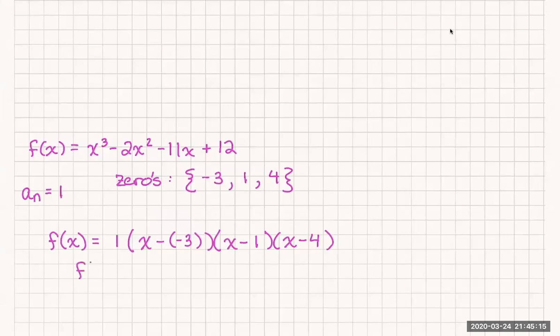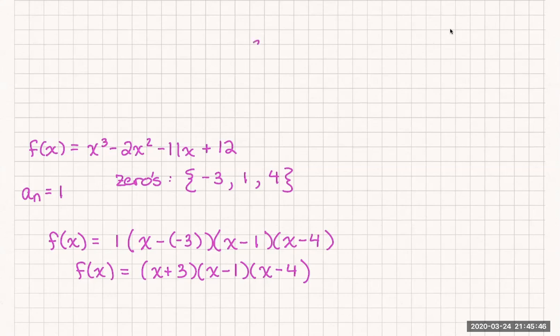So when my leading coefficient is 1, I don't have to write that. So x minus -3 becomes x plus 3. x minus 1 stays the way it is, and x minus 4 stays the way it is. So that's what the linear factorization theorem says, that if I know my zeros, I can rewrite the polynomial as a product of factors. So another way you can think of this is a way of factoring a polynomial.